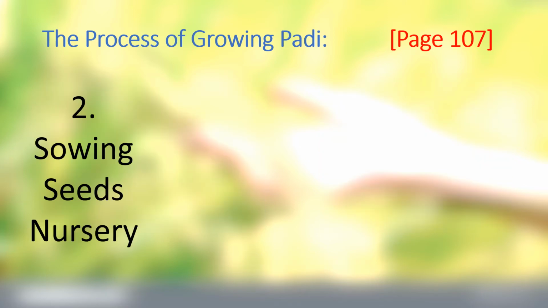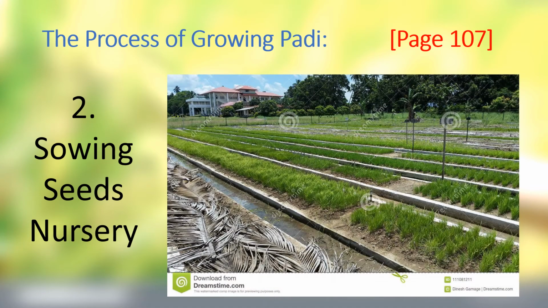Second, sowing the seeds at the nursery. In this process, you grow seedlings, from seeds to seedlings in the nursery, not directly on the farmland. This process takes place at the nursery.